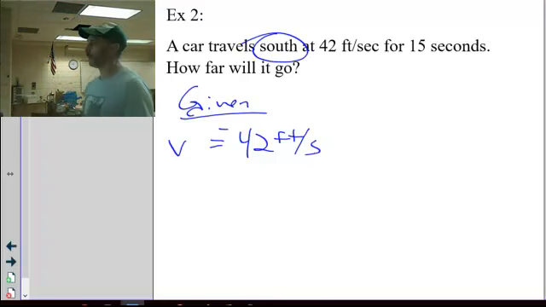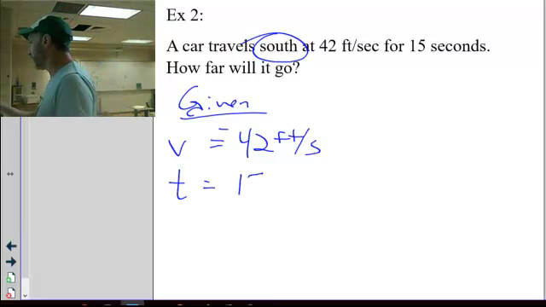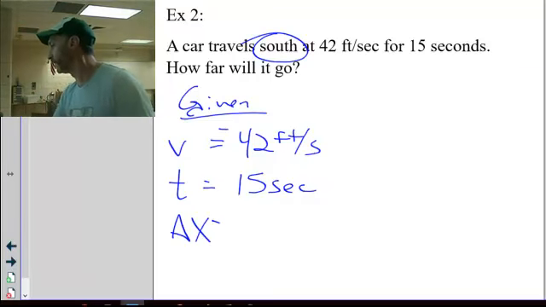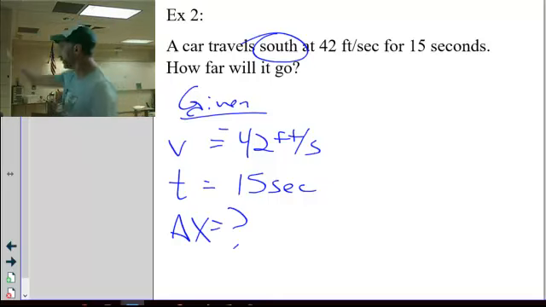All right, and we're doing that for 15 seconds. That's an amount of time. How far will it go? Oh, I'm looking for displacement. So that's your first step.